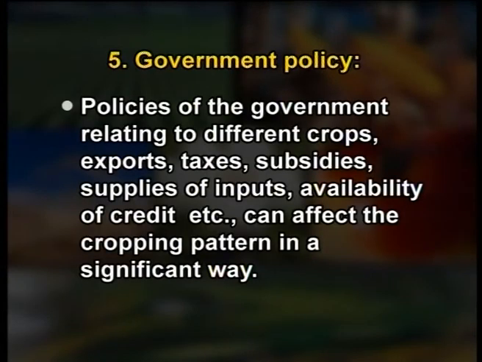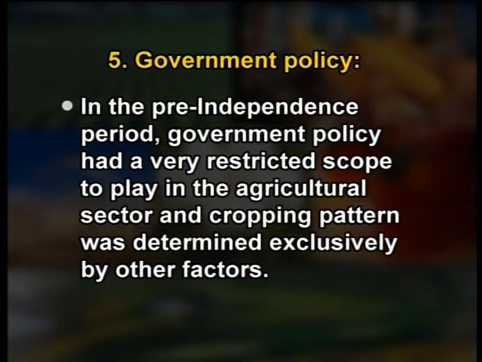The next important factor is government policy. Policies of the government relate to different crops, exports, taxes, subsidies, supplies of inputs, availability of credit, etc. All these can also affect the cropping pattern significantly. In the pre-independence period, government policy had a very restricted scope to play in the agriculture sector, and the cropping pattern was determined exclusively by other factors.